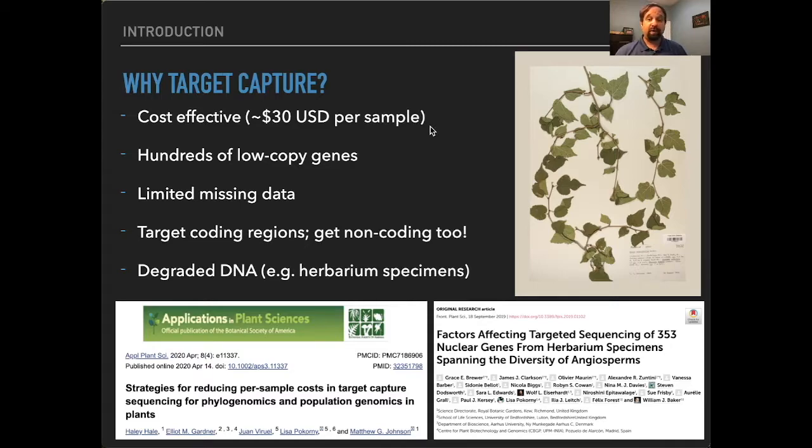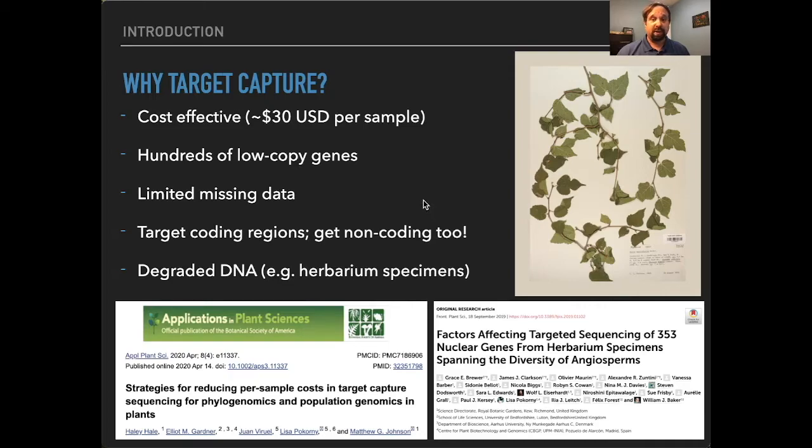Target capture has several benefits for biodiversity studies in plants. First, it is much more cost-effective than whole genome or transcriptome sequencing for most plant species. If you'd like to see how we arrived at this $30 US number, check out our recent paper in Applications in Plant Sciences, linked here.